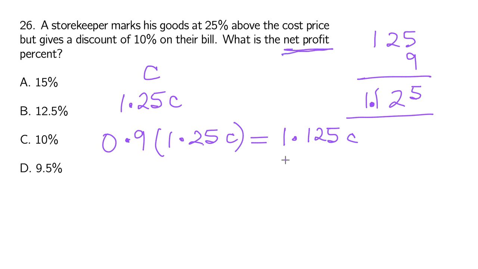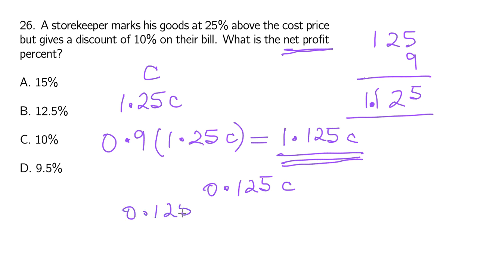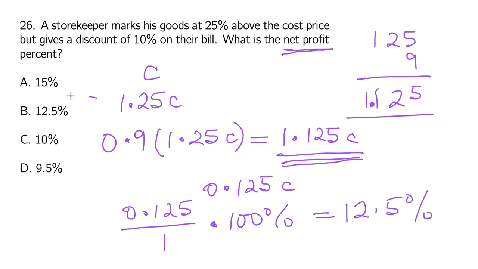The final price that customers end up paying is this number. So we have to find the difference between this number and the cost price, and then find the percentage of the cost price that it is. The difference is 0.125C. So we now have to divide this by that, and that gives us 0.125 over 1 times 100%. And what does that give us? It gives us 12.5%. So the answer is B.